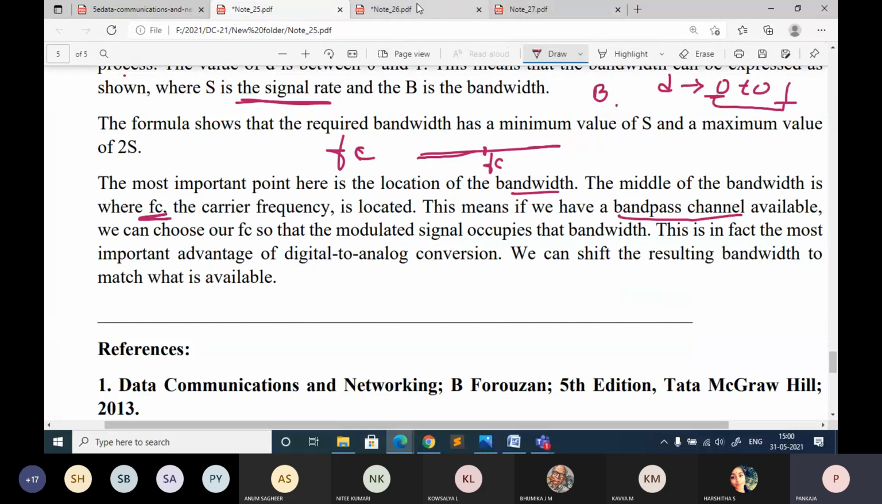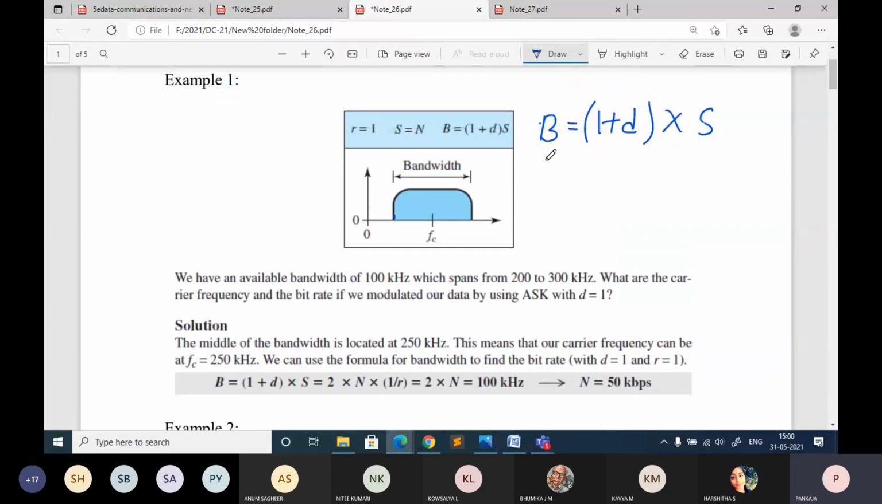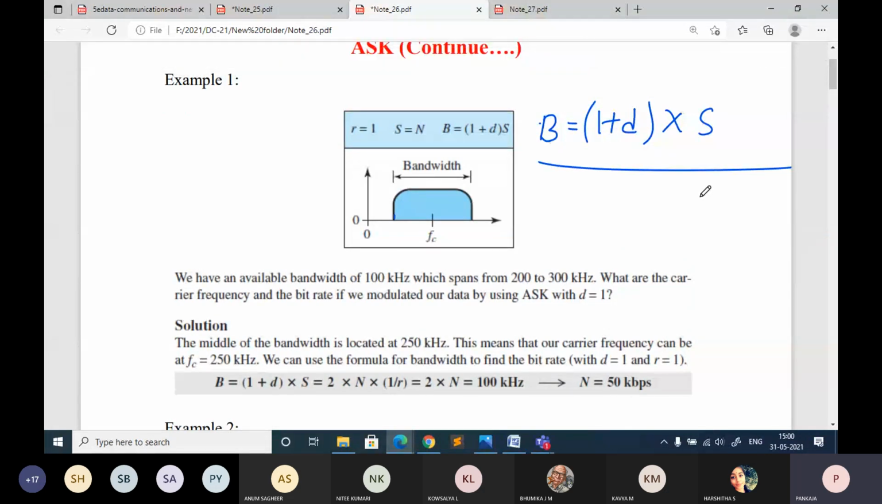Okay, so just remember these terms, and this is the formula used to calculate the bandwidth. So now we'll just solve one problem.